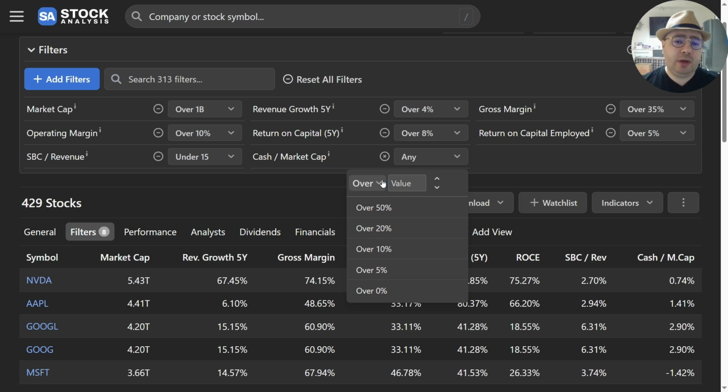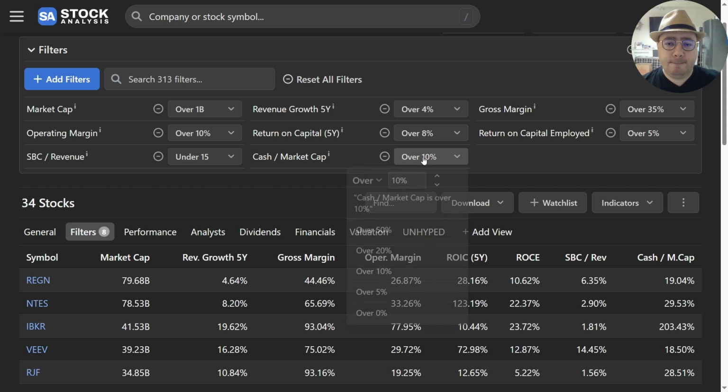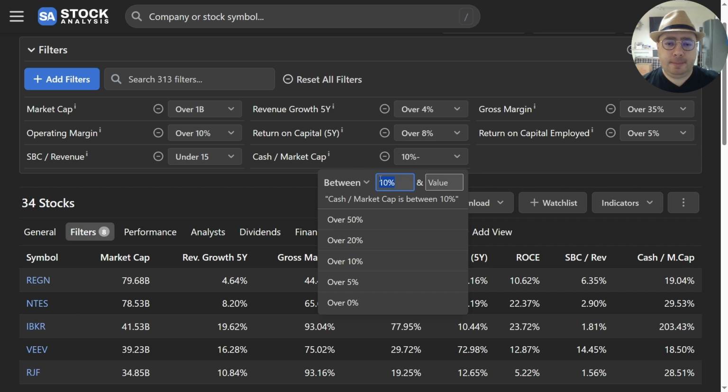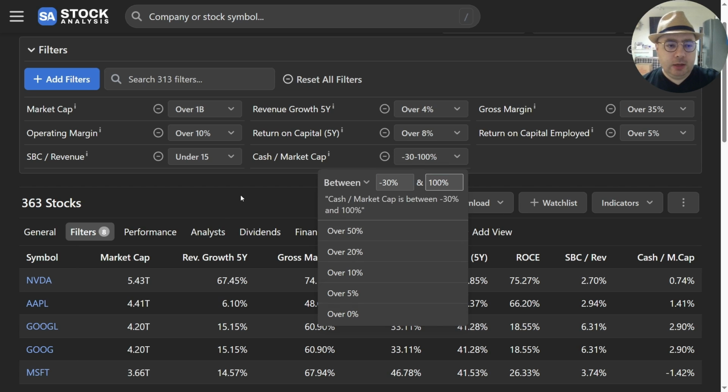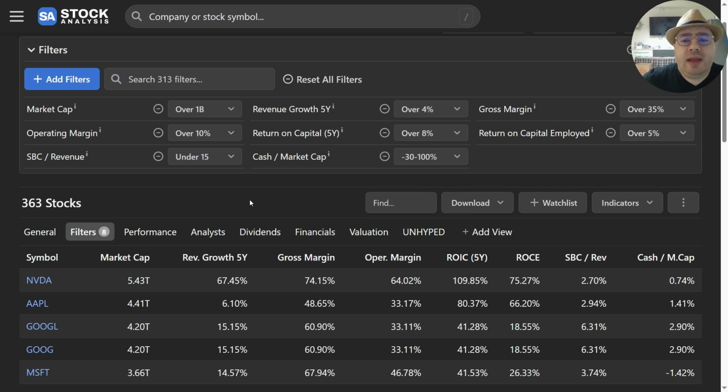So let's just say between minus 30% and 100%. That's going to be fine. And that gives us, if the company has more than the market cap in cash, that's kind of either some weird thing going on where it's a holding company or something like that. For example, Berkshire Hathaway has like 400 billion in cash and treasuries, and the market cap is like 1 trillion. So that's like 40%, which is excessive.